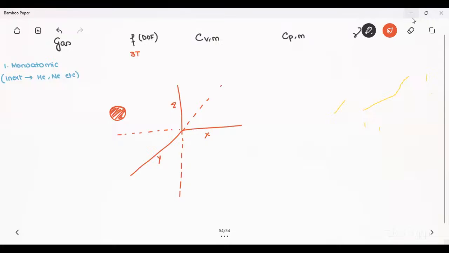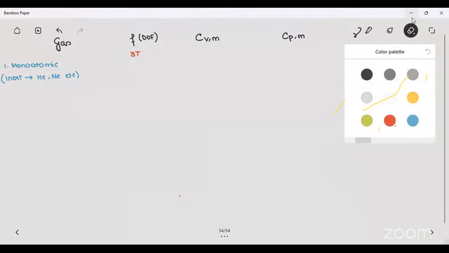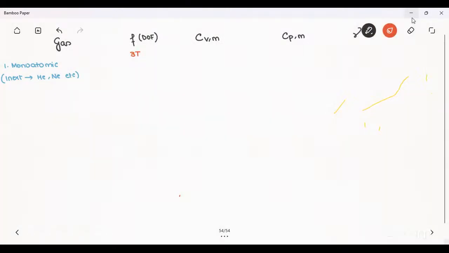Up to this, is it clear? Yes or no? I have to do a lot of things, just say yes or no. Okay, then I am removing this. So this is the 3T. Does monoatomic gas have any kind of bond? This is just helium, so there is no bond. And if there is no bond, there will be no rotational movement. So this will be 0R. So total, this will be 3.